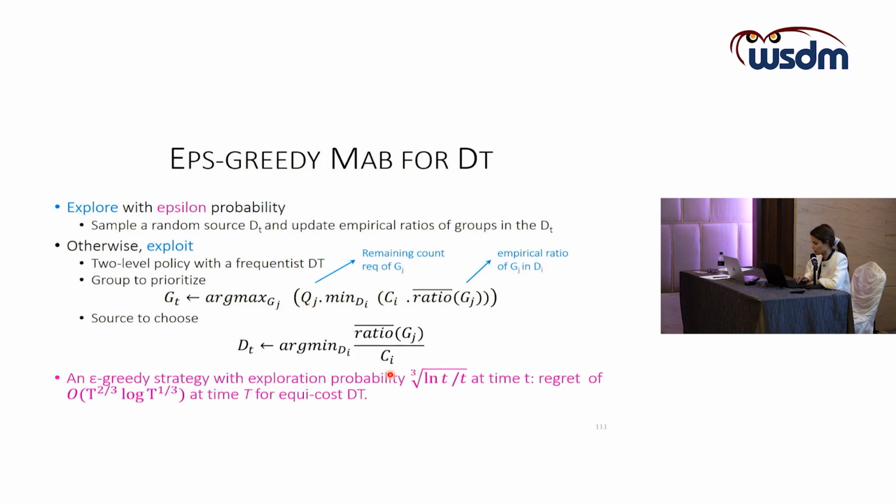Once we select a group, we find the best source for that group. Again, the source that, based on our knowledge, has the highest ratio or fraction of the group, and also is cheap. And our analysis shows that an epsilon greedy strategy that performs exploration with epsilon probability of the third root of ln t divided by t at time t, so we're decaying the epsilon, will have a regret of t^(2/3) (log t)^(2/3) at time horizon t, for the case that we have equal cost for all of the sources.